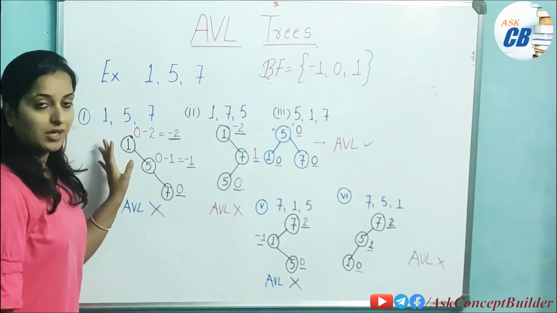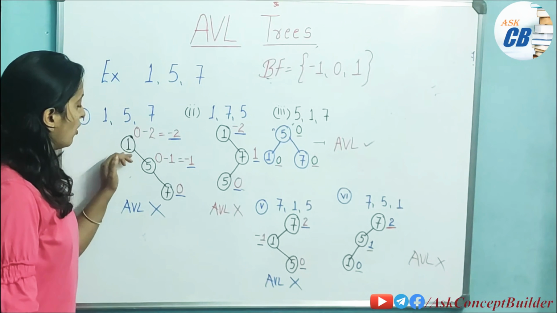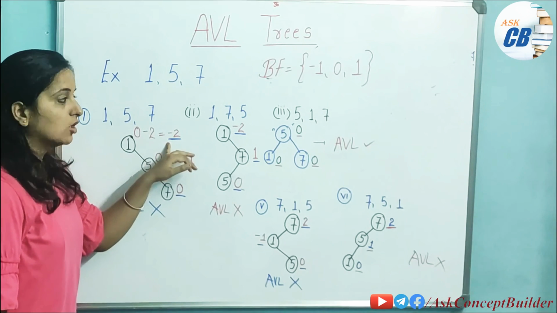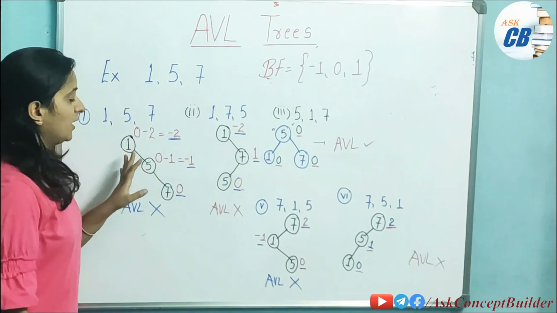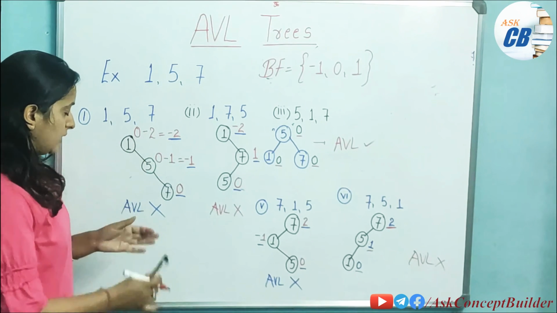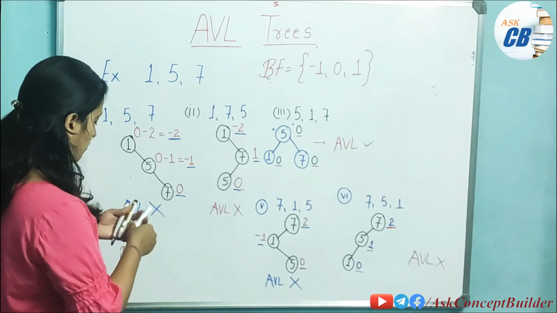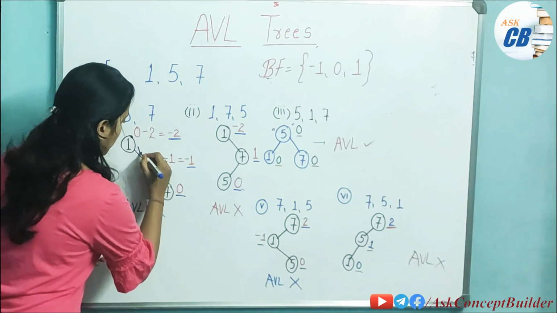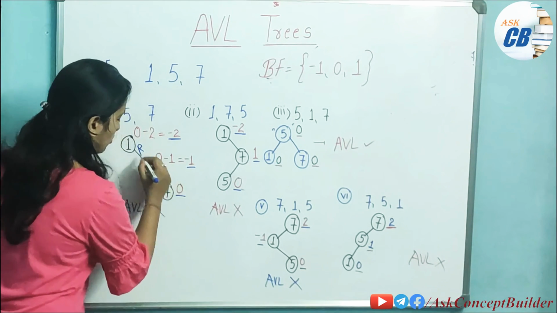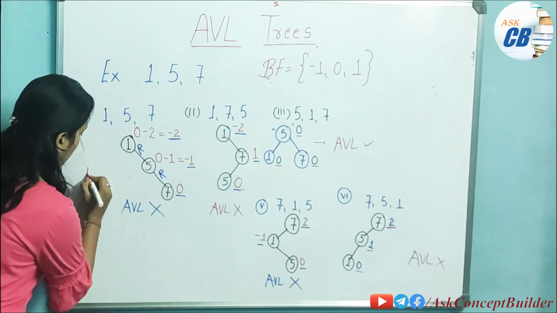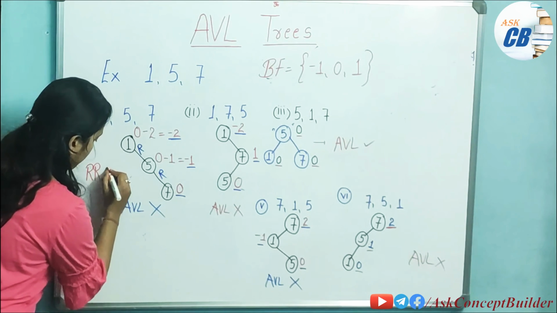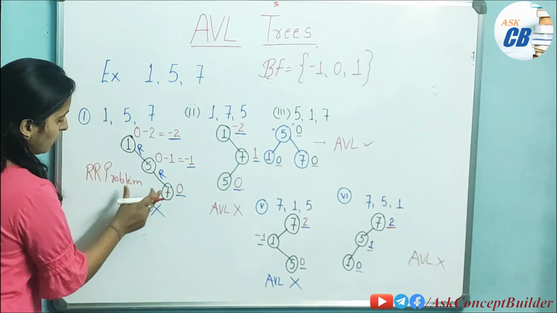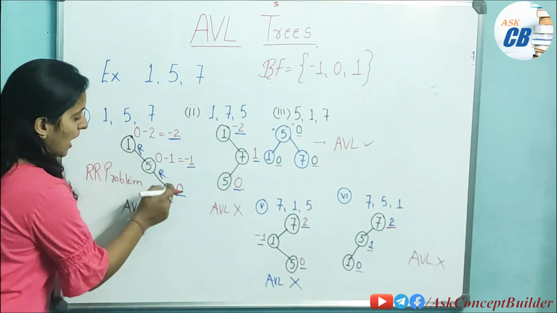And why are these not AVL trees? Because the balance factor for a certain node, like for this node, is minus 2, which is not in our range. Because of that it got unbalanced. Now what do we call these types of problems? We will write this as R and R, because both are on the right side. So this type of problem we will call the RR problem.